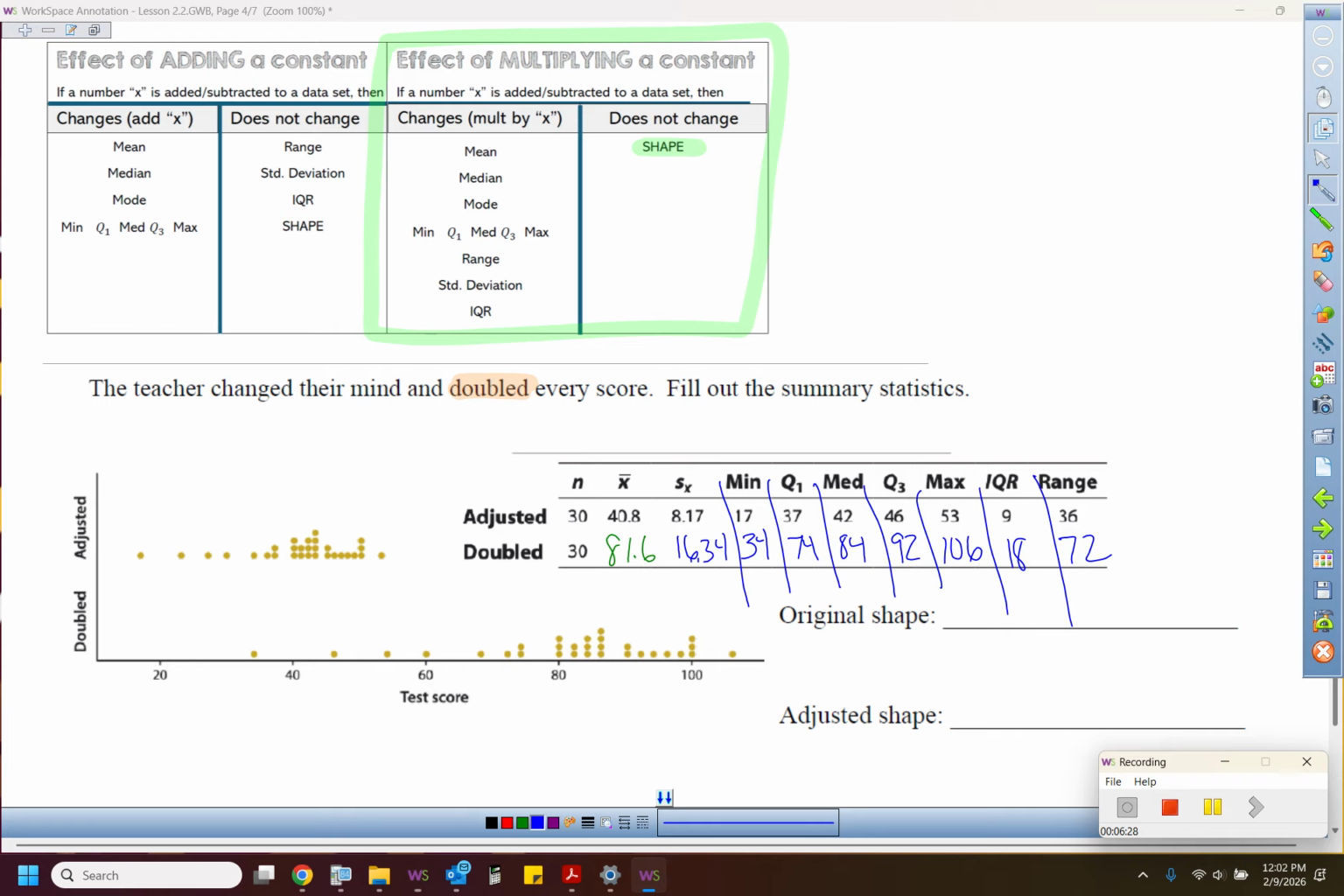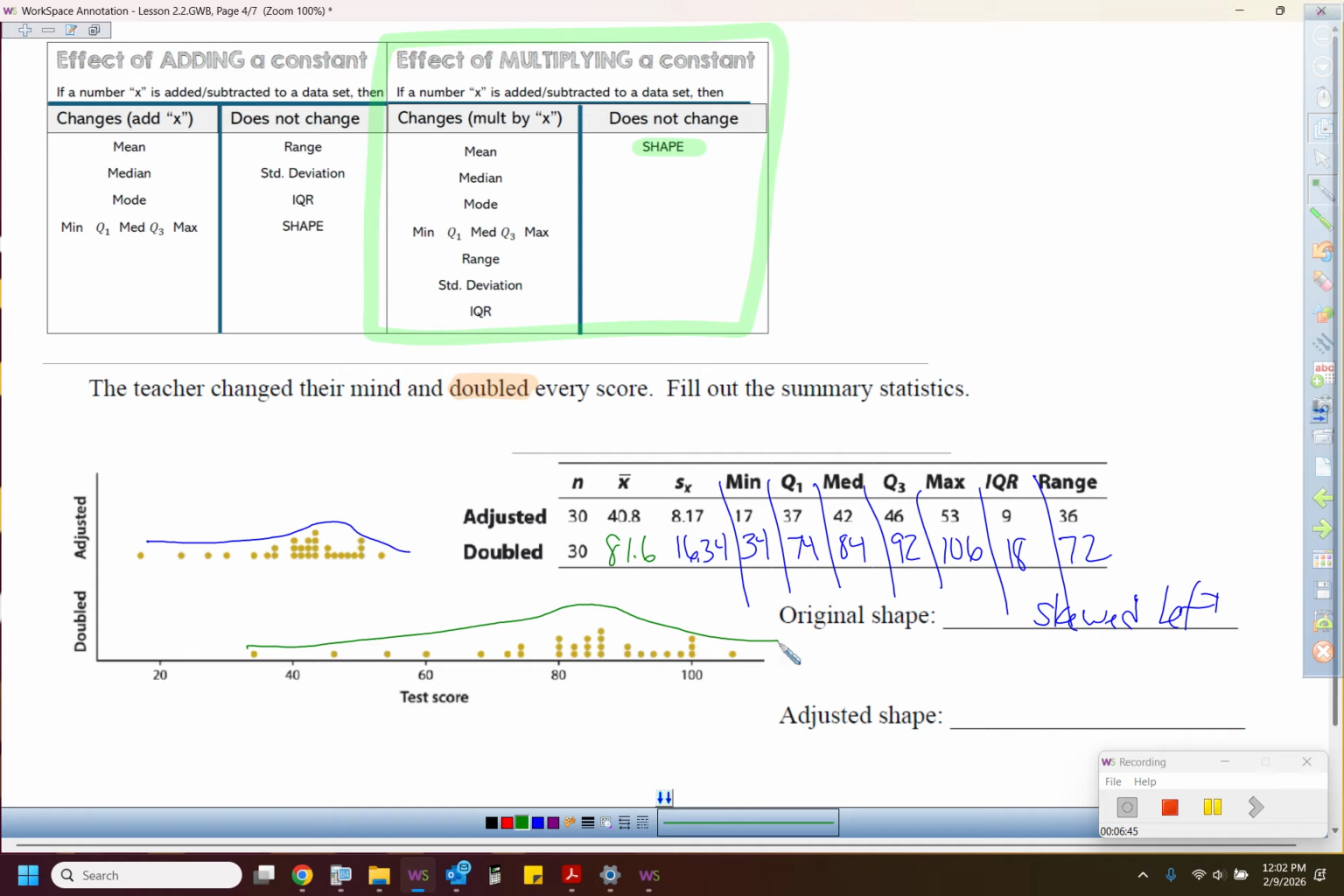So I got it all filled out. Everything just doubled. The only thing that doesn't change is the shape. Here's our original shape. It's the same as before. It's skewed left. But the dots do change in the graph. It just spreads it out further, you know. But would you agree it is still skewed left, right? So it is not an identical graph. It has been stretched, like twice as far apart, but it is still skewed left.